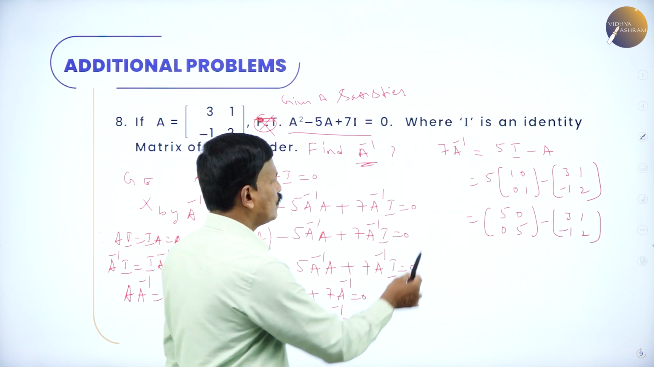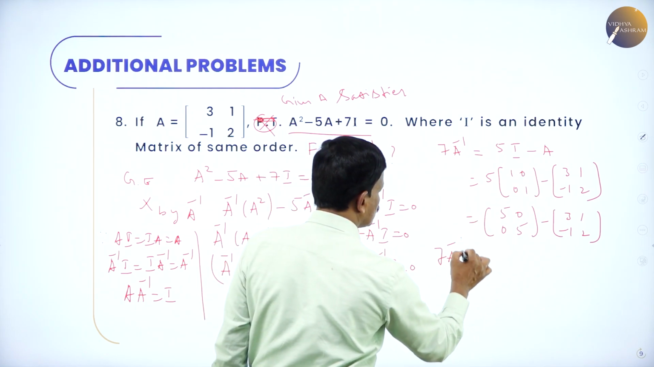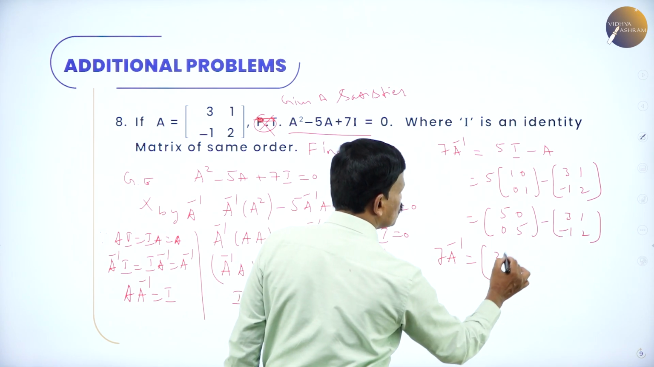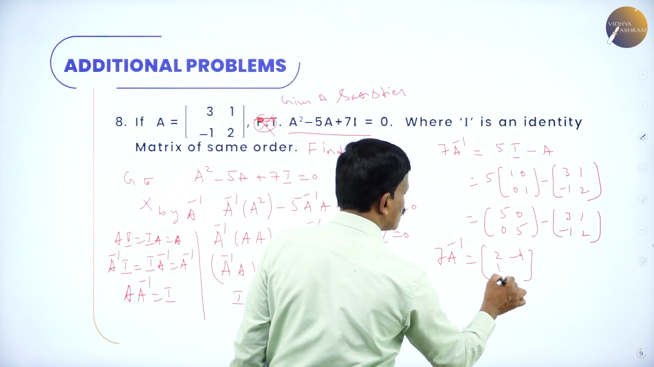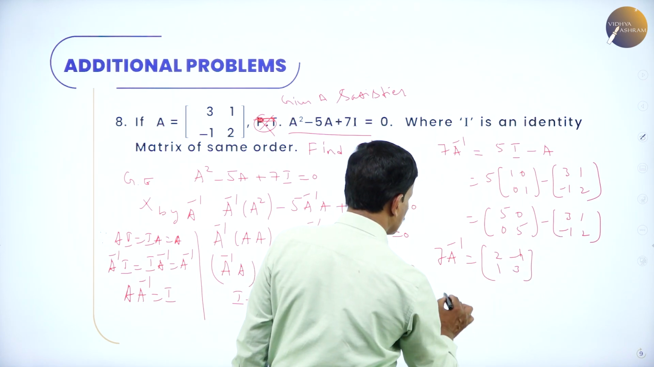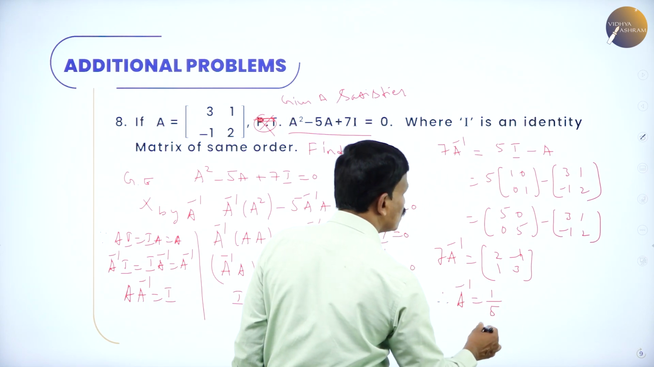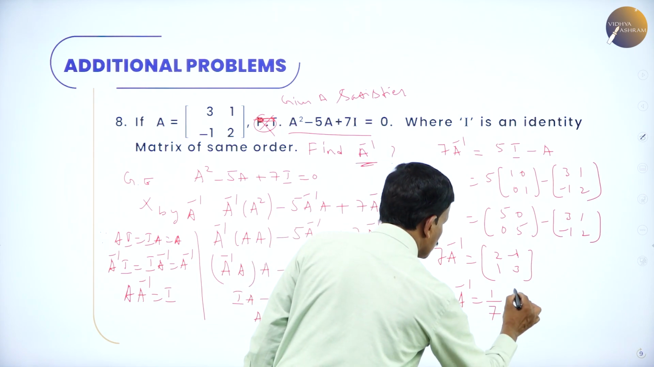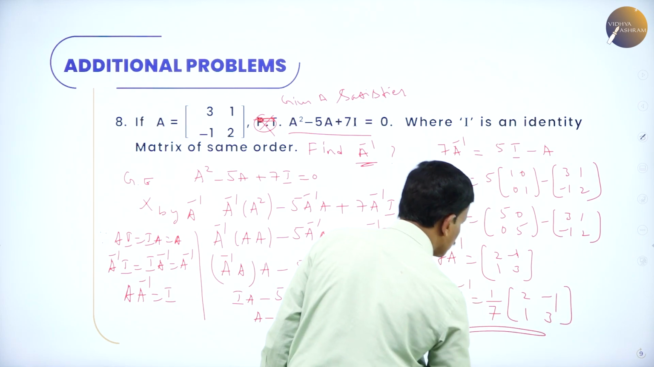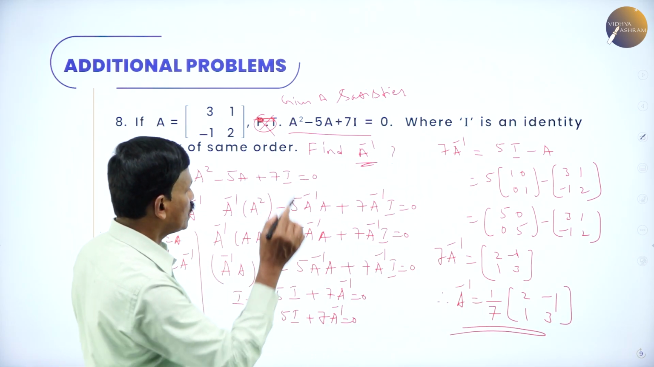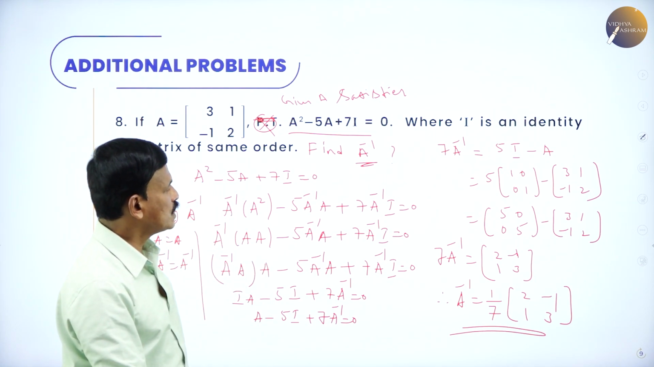So multiply: 5 into 1 is 5, 0, 0, 5. Now 7 A inverse is equal to 5 minus 3 is 2, 0 minus 1 is minus 1, 0 minus into minus is plus 1, 5 minus 2 is 3. So therefore, the matrix A inverse is equal to 1 over 7 times [2, -1; 1, 3]. This is the inverse. So the inverse for this matrix is 1 by 7 times [2, -1; 1, 3].